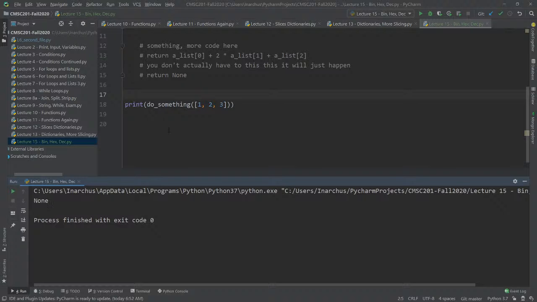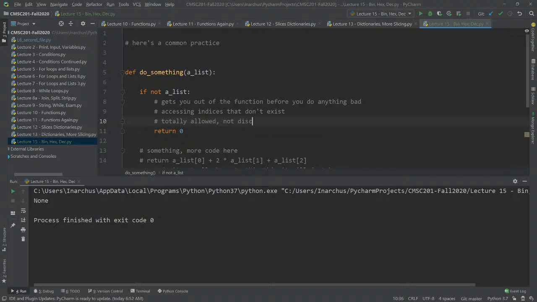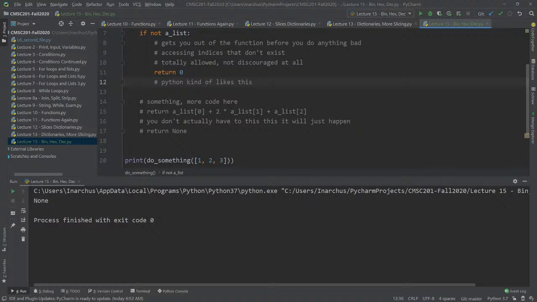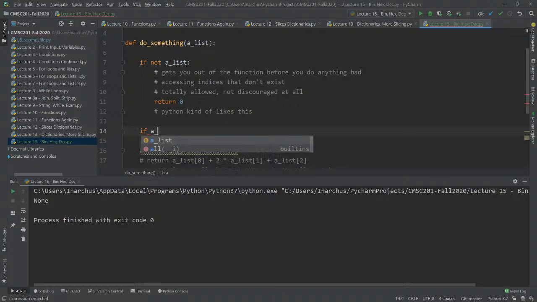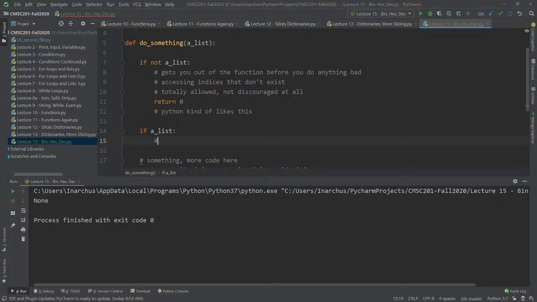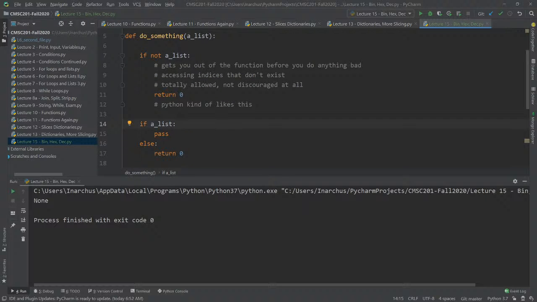No, return to get out of a function is totally allowed and recommended. If you want to use that kind of feature, sure. It's not discouraged at all. In fact, Python kind of likes this because it prevents you from having a bunch of nested statements, because the alternative is generally if a list, and then you do stuff on the list, and then you have an else, return 0. And so this is the other structure.